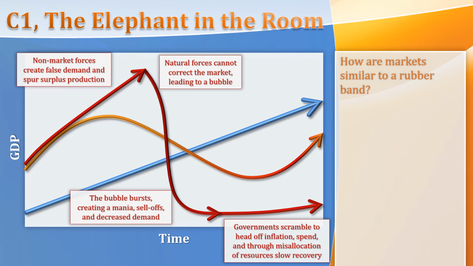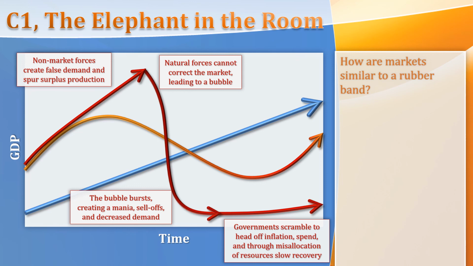And so instead of getting this nice natural curve that flows above and below equilibrium, what you end up with is the bubble bursts and it goes much, much further down past equilibrium than it normally would have done on its own. This creates a mania, which creates sell-offs, and then that decreases demand.